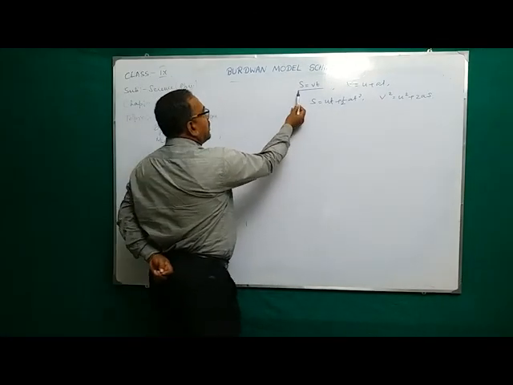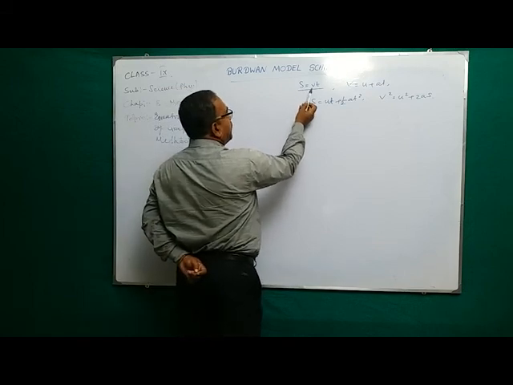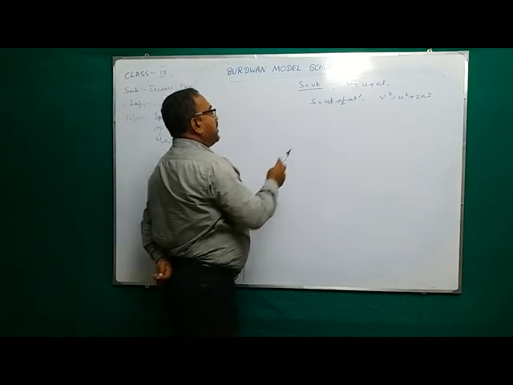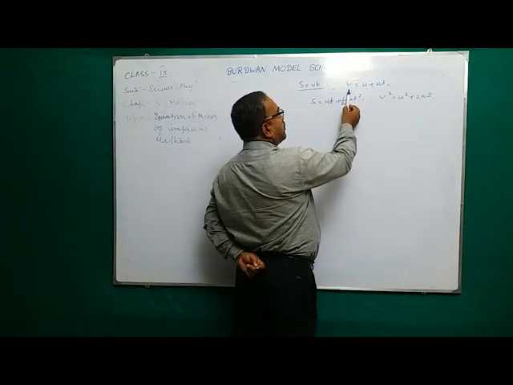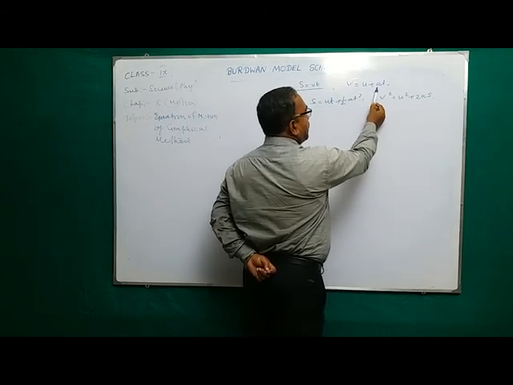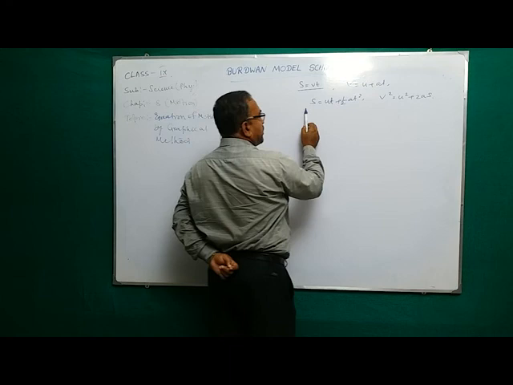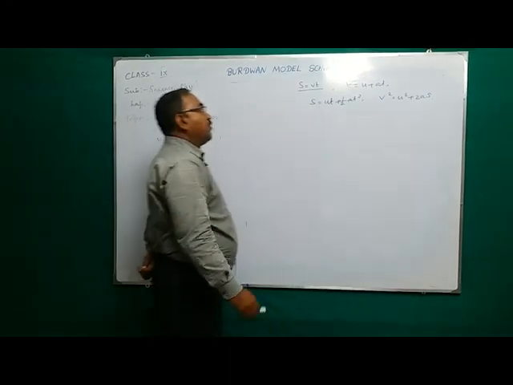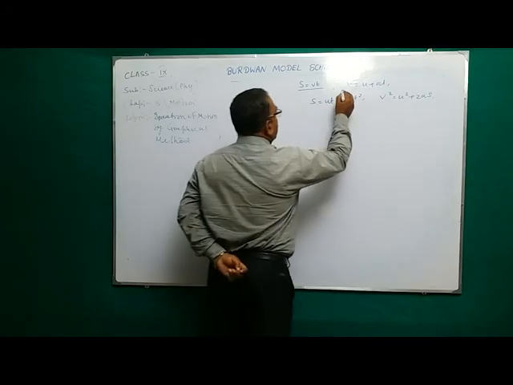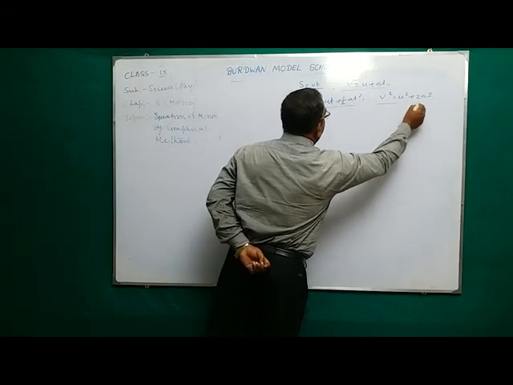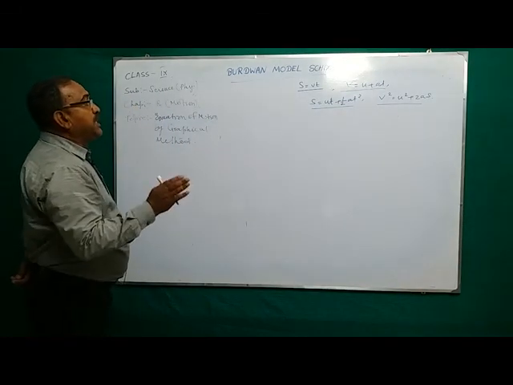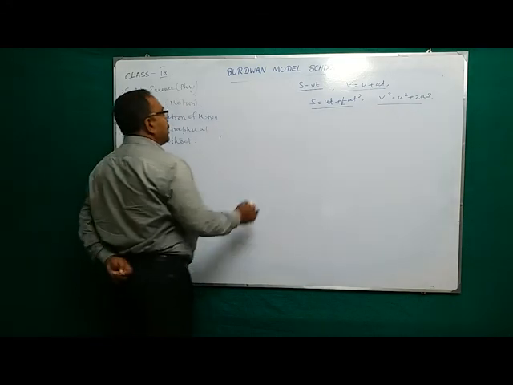S means distance, V means average velocity, and T means time. Here also V means final velocity, U means initial velocity, A means acceleration, T means time, S means distance. So you know the notation. Those are the equations of motion for the straight line, meaning linear motion, when the object is rectilinear.